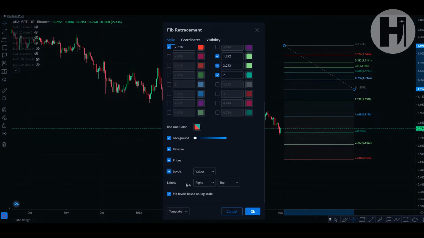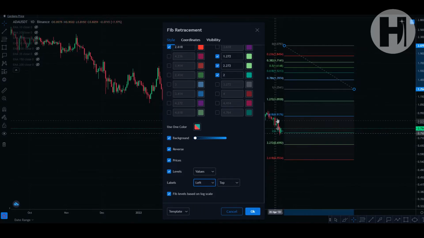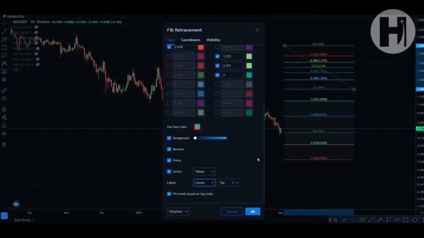And if you go to labels over here, I like to have my labels on the right side, because if you have them on the left, it's kind of hard to see them because of the price action candles. If you have them in the center, it's kind of hard to see because of the price action candles. But if you have them on the right side, that's the best thing for me personally.